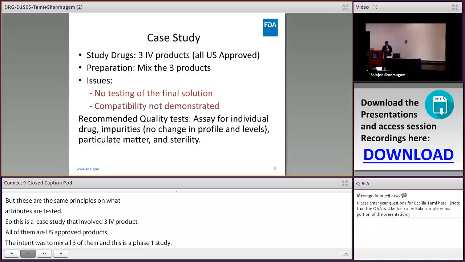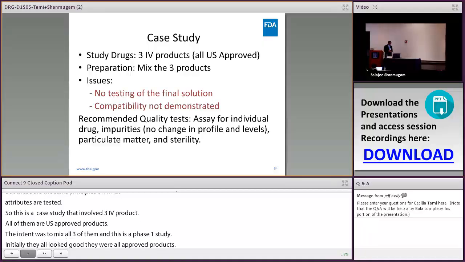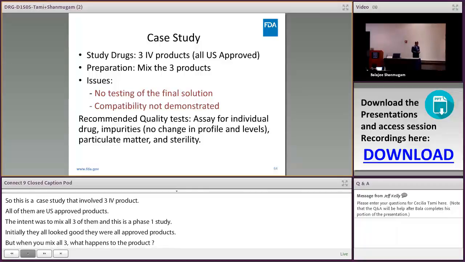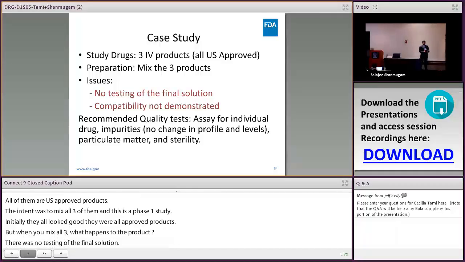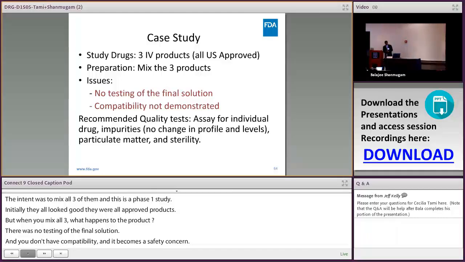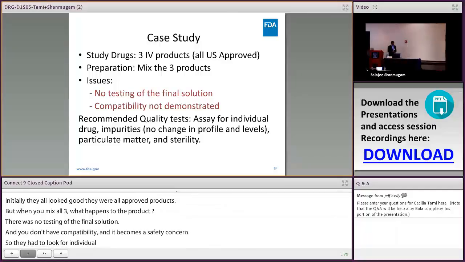So there was no testing of the final solution, and when you don't have compatibility demonstrated, it becomes a safety concern. So we reached out to the sponsor and asked them to do some testing, looking for the individual assay, and the impurities and particulate matter, and how do you accomplish sterility? Now you mix those 3. So that's a frequent question that comes from our microbiology, product quality microbiology colleagues, asking how did you sterilize that? Was the container sterile? Was this sterile?